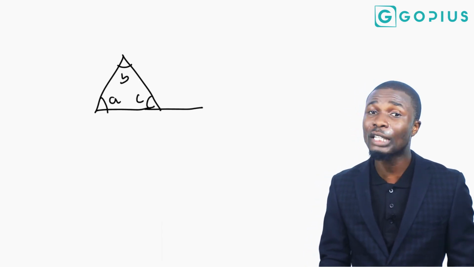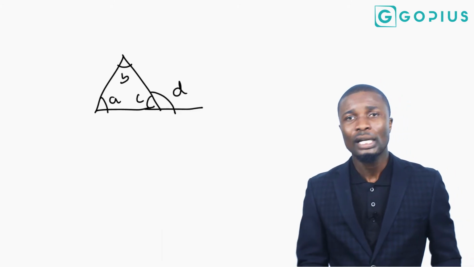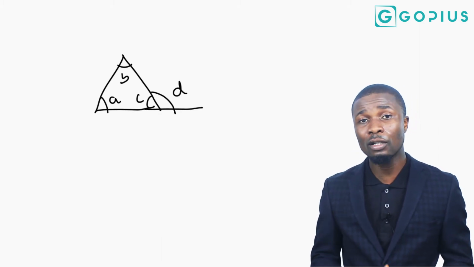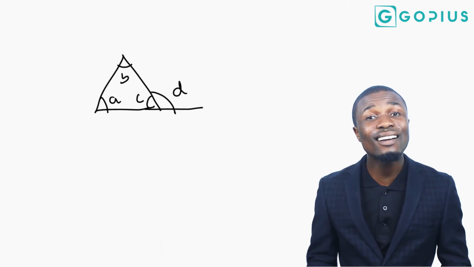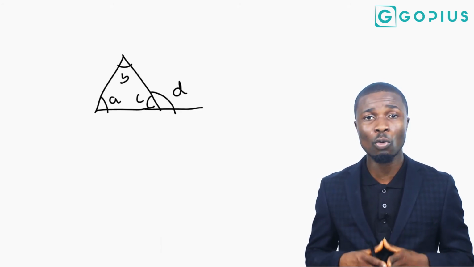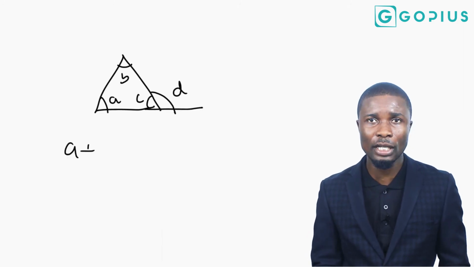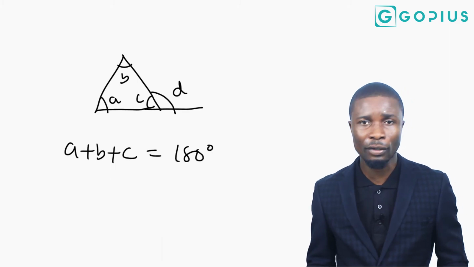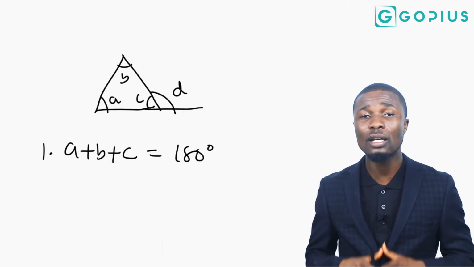Interior angles of that triangle are A, B and C. And if I have one angle outside, which is the exterior, called D. Now the first theorem of triangle geometry is that the sum of angles in a triangle is always equal to 180 degrees. So here inside this triangle I have A, B and C. That means A plus B plus C is equal to 180 degrees. That is the first theorem, that the sum of angles in a triangle is 180.